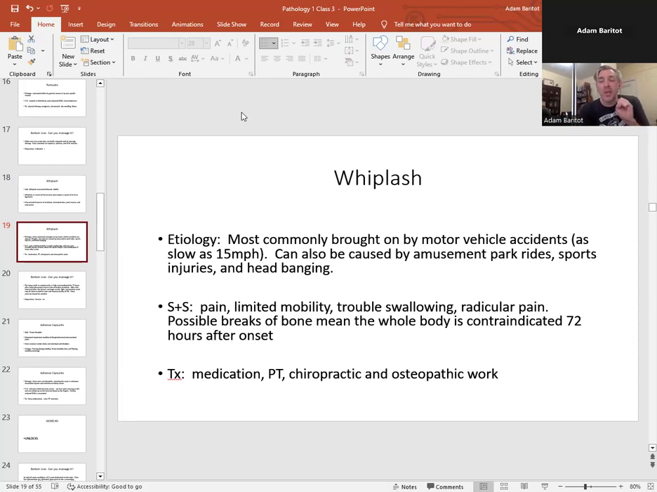You may wish to make a note of this because New York State does love to ask that question. They ask, okay, client has a whiplash, how do you best massage? The correct answer is no massage for 72 hours. Very good.